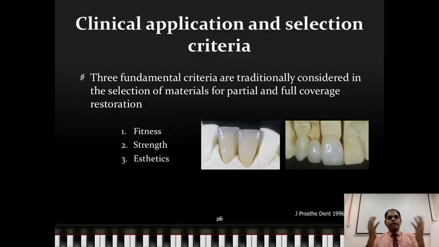So we already know about the classifications and different types of ceramic, but the question is how we actually proceed to select one prior to performing a clinical case. Three things need to be considered: the first is fitness, the second is strength, and the third is aesthetics of the ceramic system that we are going to select.